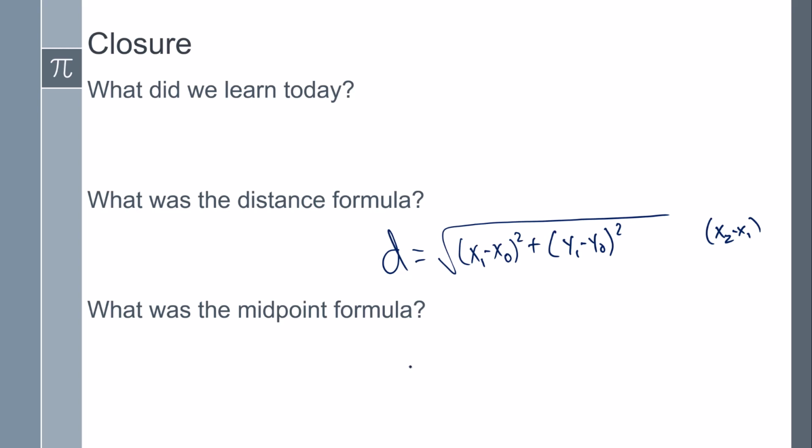And then what was the midpoint formula? So the midpoint is a new point in which you're adding the 2 x values together and you're adding the 2 y values together, and you've created your new point.